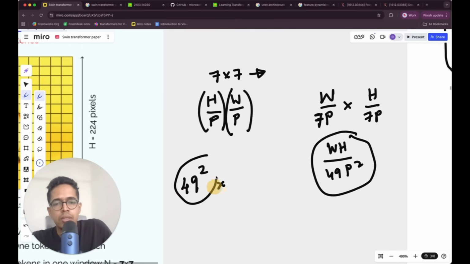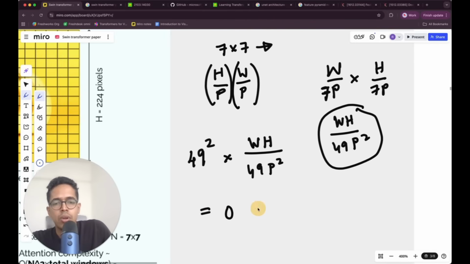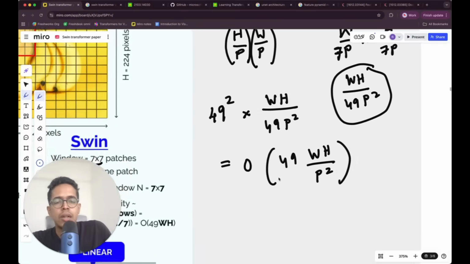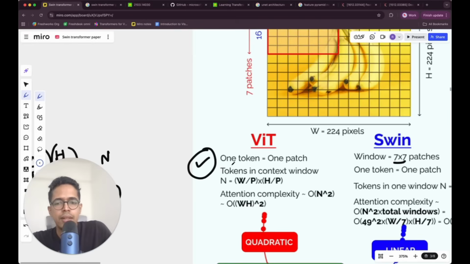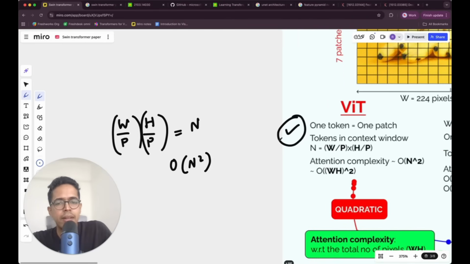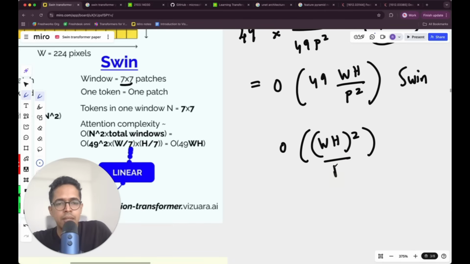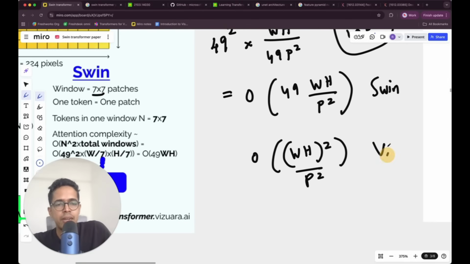For each window, this is the order of complexity of calculation. So total complexity of calculation is 49 squared multiplied by WH divided by 49P squared. And what is this? This is order of 49 WH divided by P squared. So now compare this. This is for Swin transformer versus for vision transformer. It was order of WH the whole squared divided by P squared, just to keep it consistent.